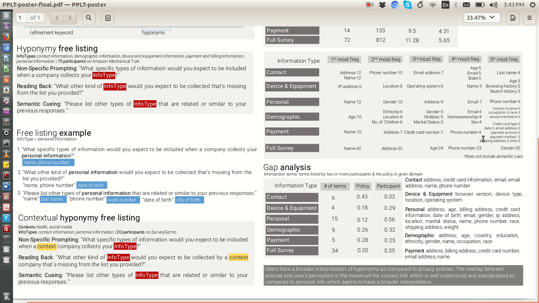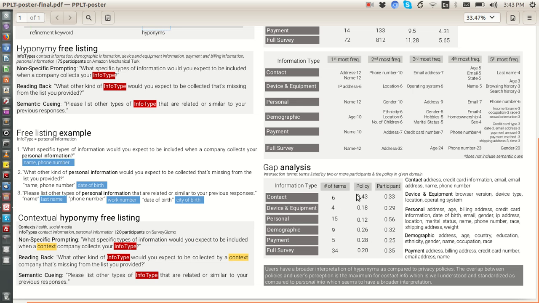So going down to gap analysis, after the above information, we see that the intersection terms which participants share with privacy policies are very few compared to what this participant had said about a specific information type. An example for contact information, we see that the intersection terms were only 6. So these are what privacy policies and participants had agreed upon out of so many.